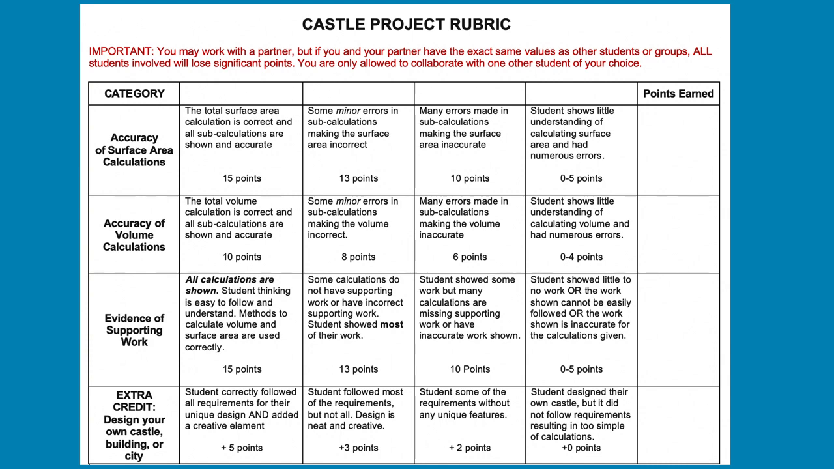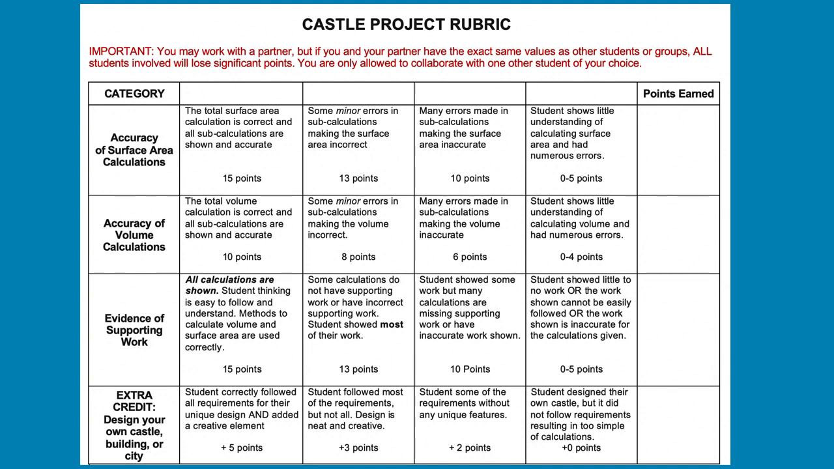So I'm not going to talk through every piece of the rubric, but this gives you an idea to see what the project guidelines are here. So there are 3 categories and then the extra credit category. The accuracy of your surface area calculations, accuracy of volume calculations, and then evidence of supporting work. Surface area is going to be more complicated than volume, so it does count for some more points. 15 points in total if you did your surface area calculations completely correct, and 10 points if you do your total volume calculations completely correct.